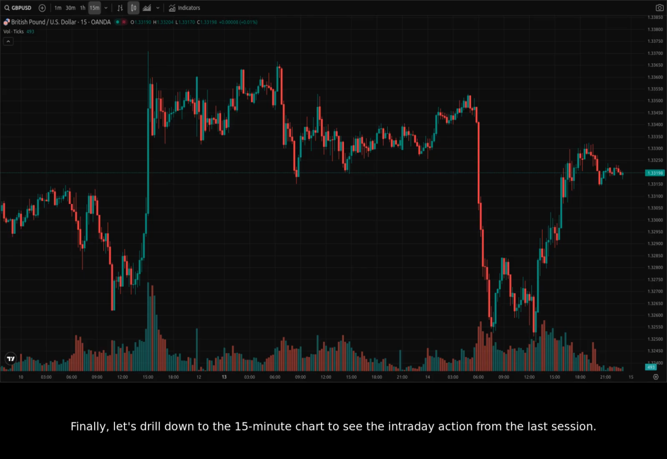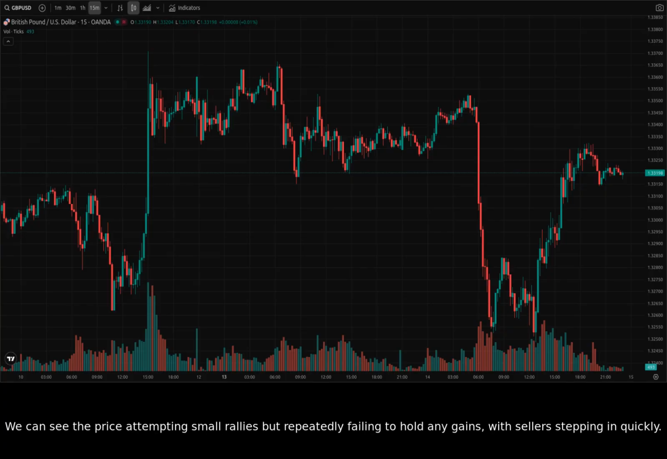Finally, let's drill down to the 15-minute chart to see the intraday action from the last session. The price action here is choppy, reflecting the consolidation we saw on the hourly chart. We can see the price attempting small rallies, but repeatedly failing to hold any gains, with sellers stepping in quickly.